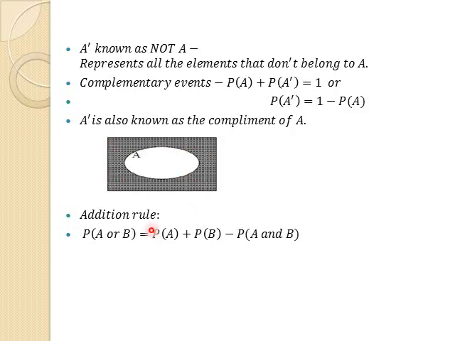So according to the addition rule, one that we'll be using a lot, probability A or B will equal probability A plus probability B minus probability A and B. So these are just some basics that we're refreshing.